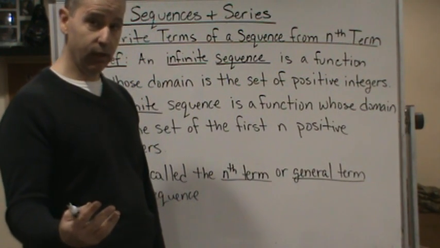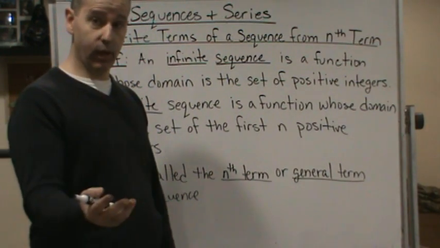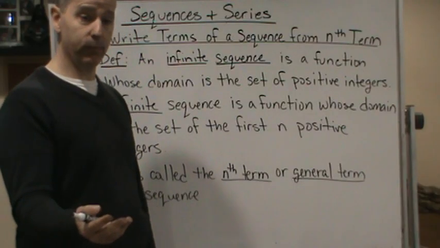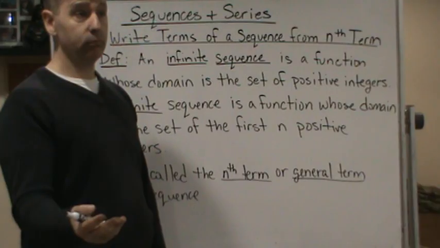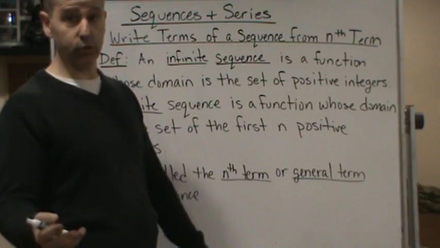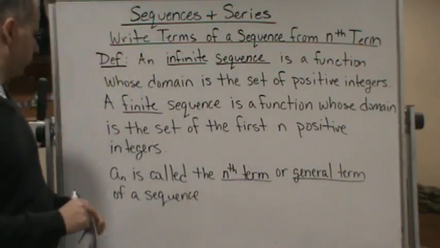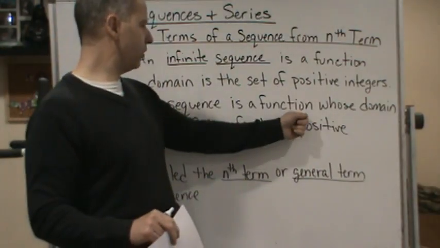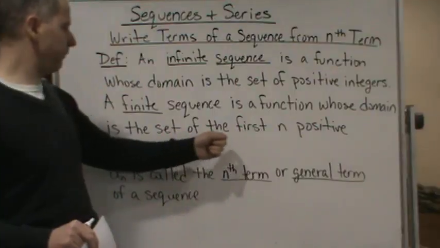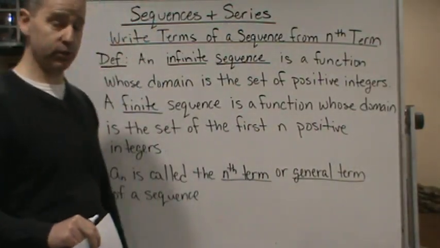Now in the case of notation, we don't use function notation when we're dealing with sequences. Okay, we use the general term, or the nth term, right? So now a finite sequence is a function whose domain is just the set of the first n positive integers.